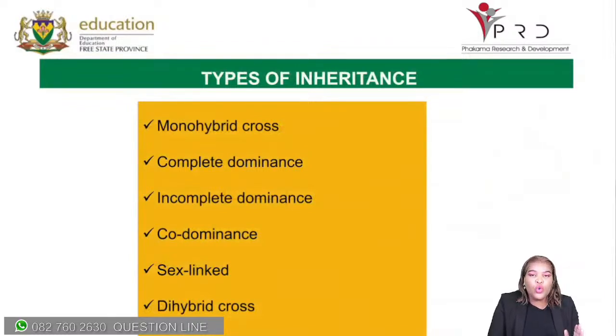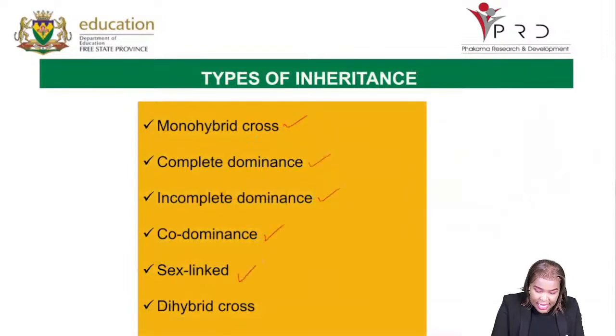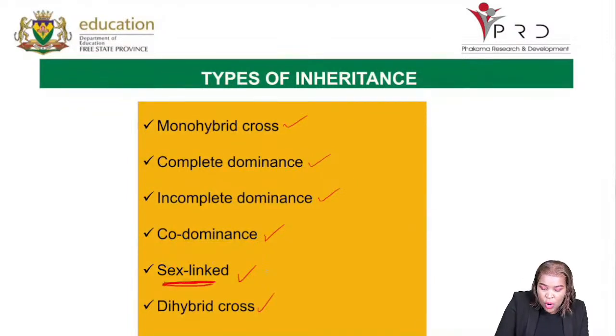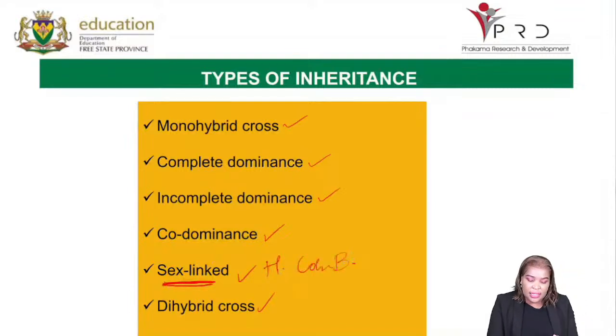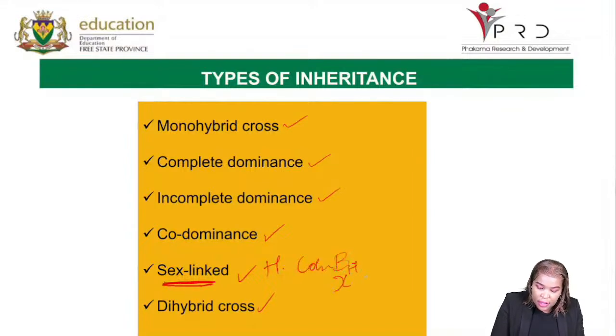Then please remember, go do examples, 3 examples of these. Monohybrid crosses, do 3 examples: complete dominance, incomplete dominance, co-dominance, sex-linked, and dihybrid crosses. And I would like to emphasize this one. Sex-linked, you have hemophilia and color blindness. Please do not use the X's for everything and say, maybe let's say you use the X. No, read the question and check which one is asking you for sex-linked, which one is asking for a normal cross. So normal cross, you will just cross just the alphabets.